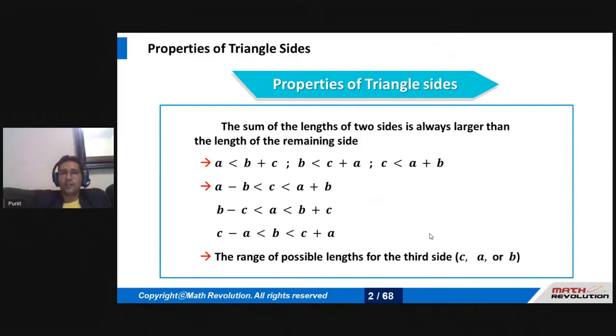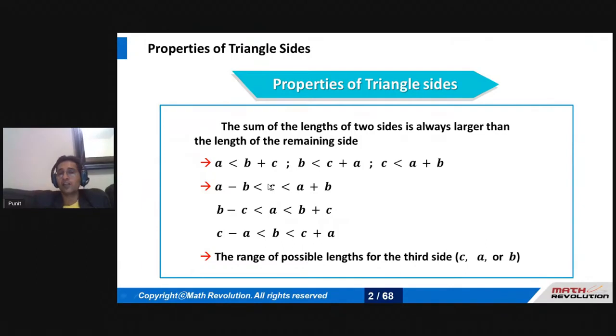In either situation, we need to remember a simple logic: the sum of the lengths of two sides in a triangle is always larger than the length of the remaining, third side. Suppose there is a triangle with sides A, B, C: A would be less than B plus C, or B is less than C plus A, or C is less than A plus B. Now if I have to range it, always remember, this is the important part. C, the third side, would be greater than the difference of the two sides, but lesser than the addition of the two sides.